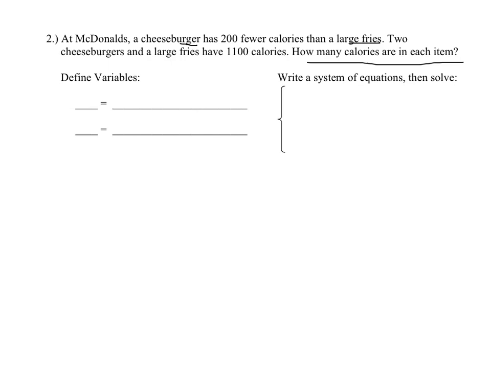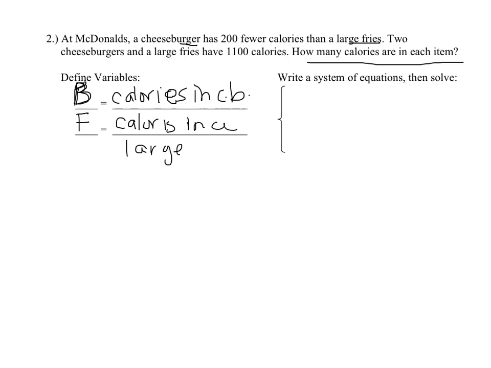Now you could use x and y again. I like to use letters that represent my items. So for a burger, I'm going to use a big B, and I'm going to use F for fries. So my B would be calories in a cheeseburger, and F would be calories in a large fry. Those are my variables.